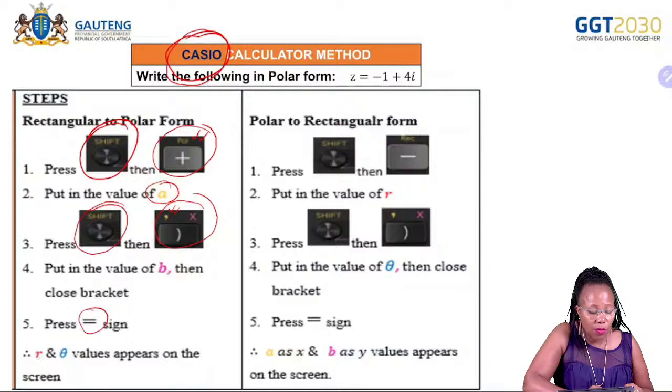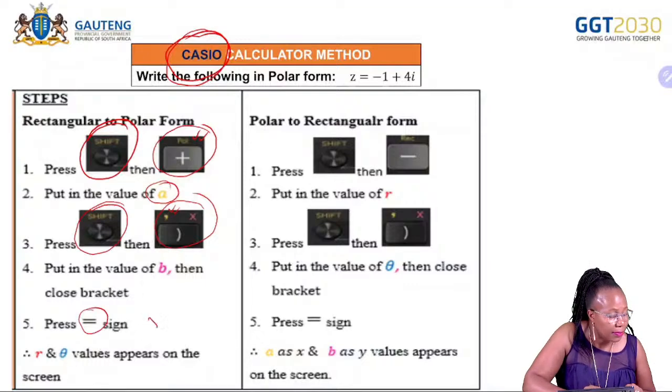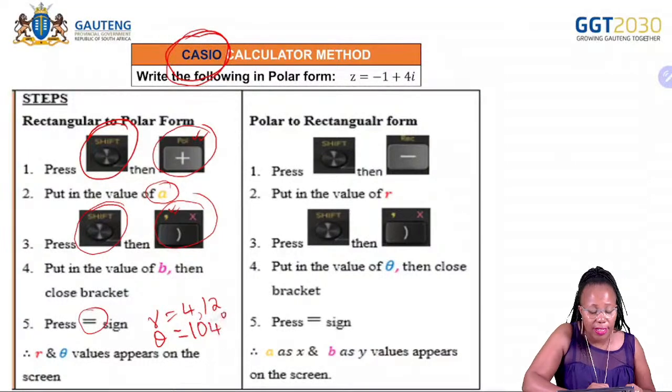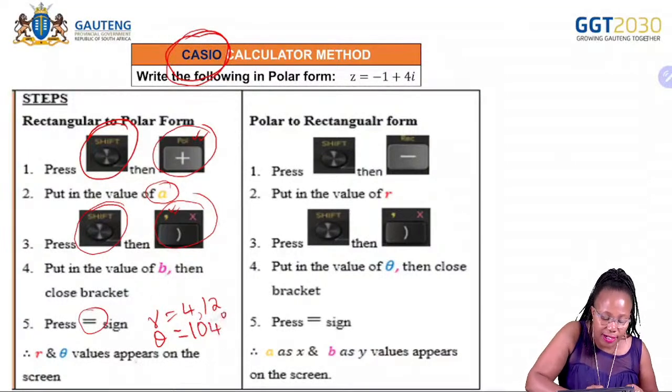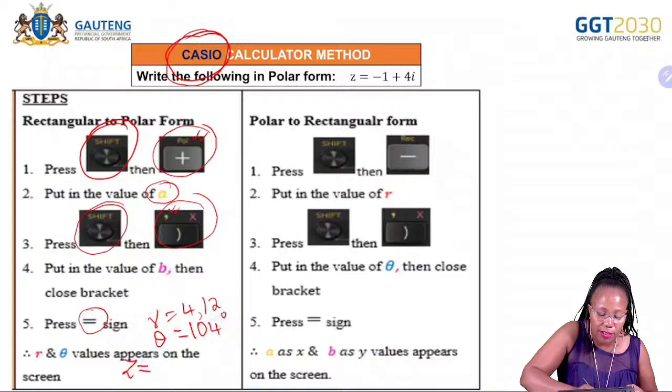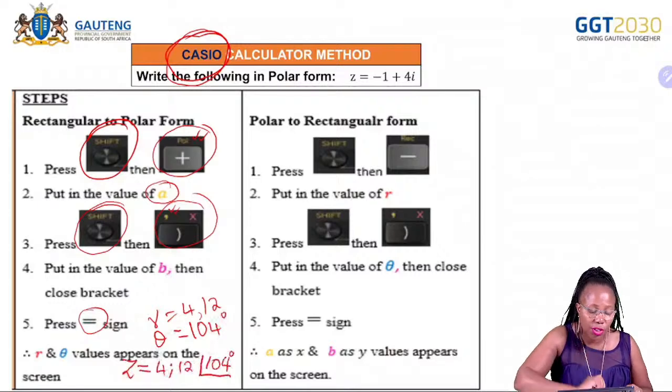When you press equal sign, it will give you the R value, and the R value for this one will be 4,12. I hope we are still together. And then your theta value will give you 104 degrees. Then you just take this and write that as polar form. Z is equal to what? 4,12, and then you can use any notation. I'm choosing this one, an L-shaped notation there.